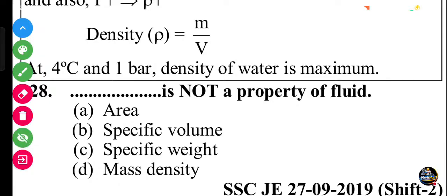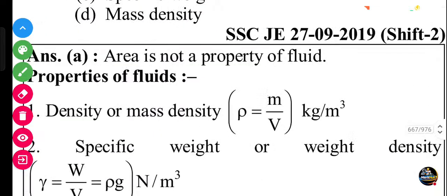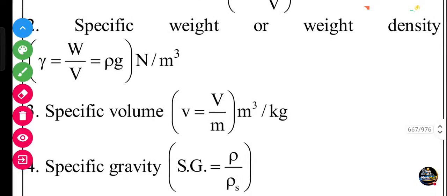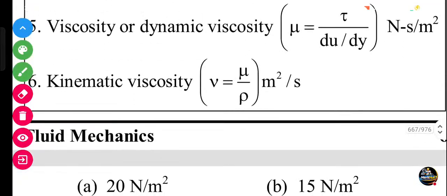Next question. Which of these is not a property of a fluid: area, specific volume, specific weight, mass density? Area is not a property of a fluid. The explanation is here, you can see that.